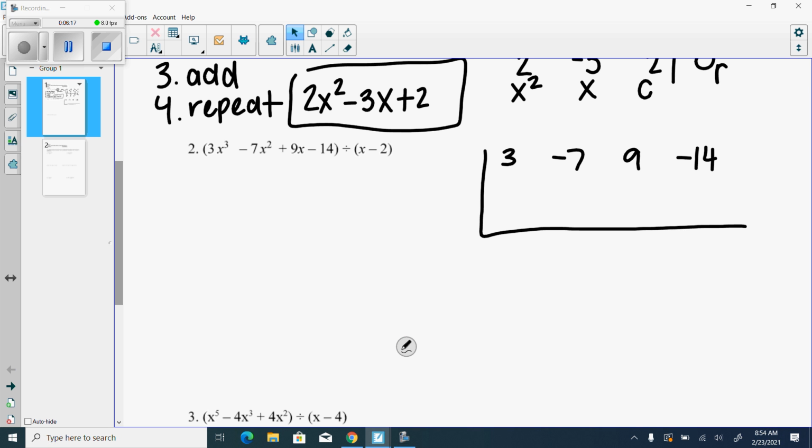Okay, and then remember the number we put out here comes from this term, and we always make it opposite. So it says negative 2, so we're going to use positive 2.